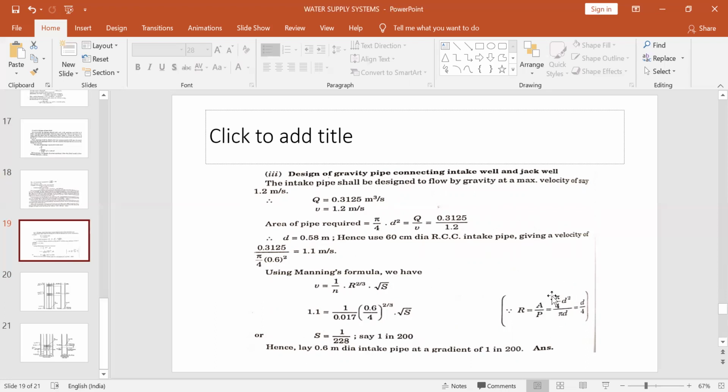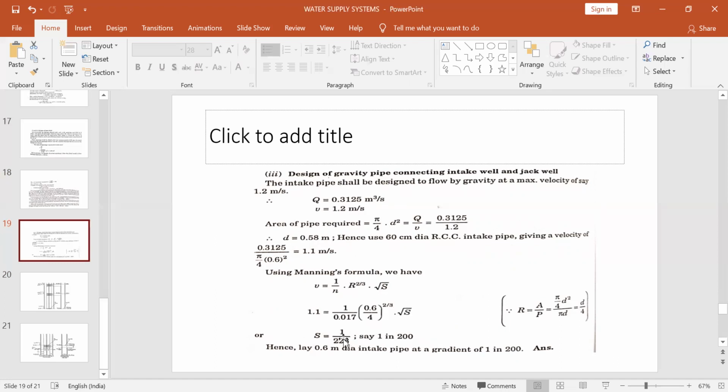So for the circular section, area is pi by 4 d square, P is pi d. So R gives you d by 4. So you already know what is d. D is 0.58 or 0.6 you are taking. V you know. N is Manning's roughness coefficient. It depends on the material. So here for concrete, this material is given as 0.017. So these values will vary from 0.01 to 0.05 pertaining to different materials. And S is your longitudinal slope. So from this equation you find the value of S.